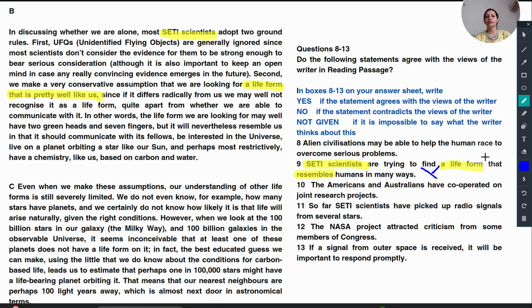Now coming to the next, 10th number question. For the 10th question, again, I will just highlight it. The Americans and Australians, these are the two keywords. They will take us to the location.